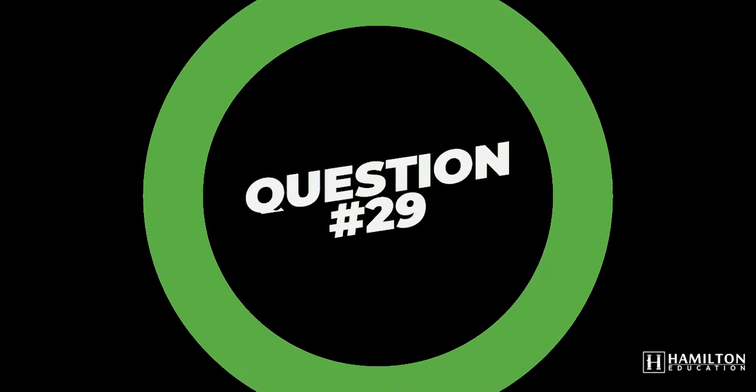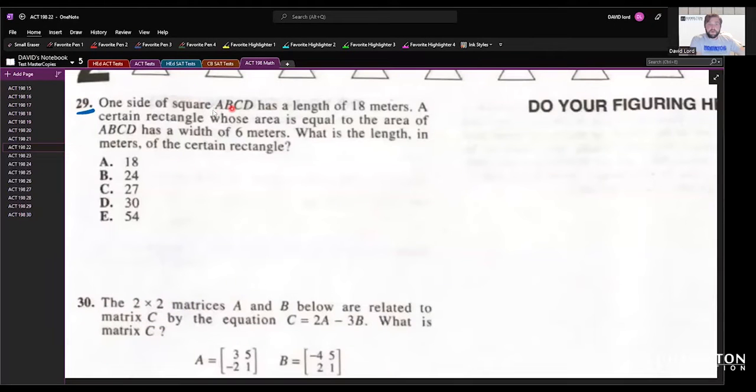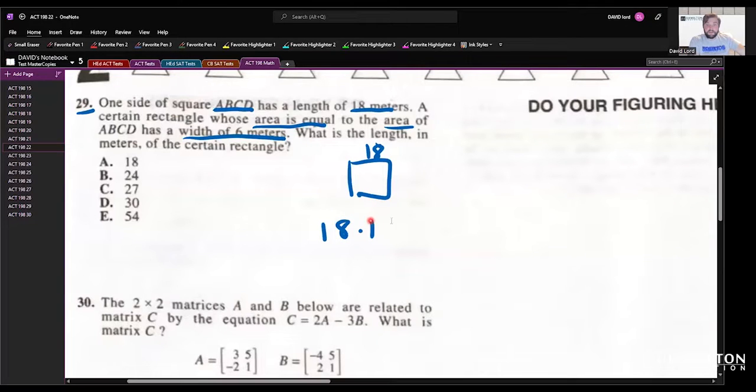Question number 29. One side of a square ABCD has a length of 18 meters. I'm going to draw a square. A certain rectangle whose area is equal to the area of the square has a width of 6 meters. Well, I know that the area of a square is 18 squared, so it's 18 times 18. But we're going to set that equal to the area of a rectangle, which is length times width. In this case, 6 times the length. And what is the length? That's what we're solving for.